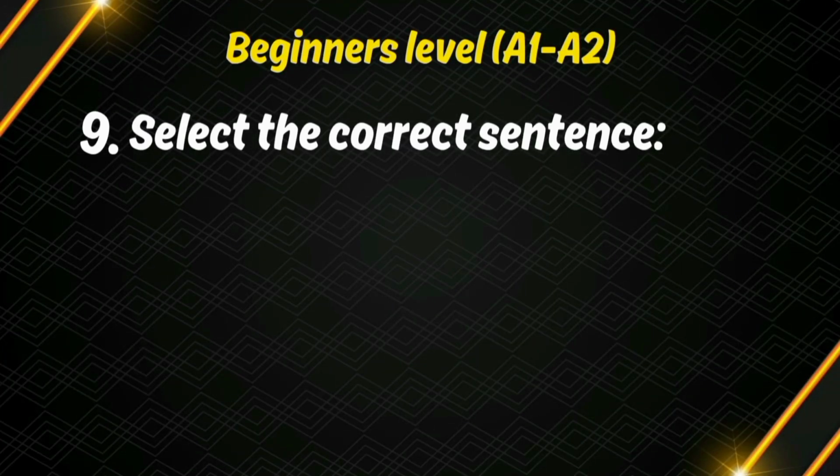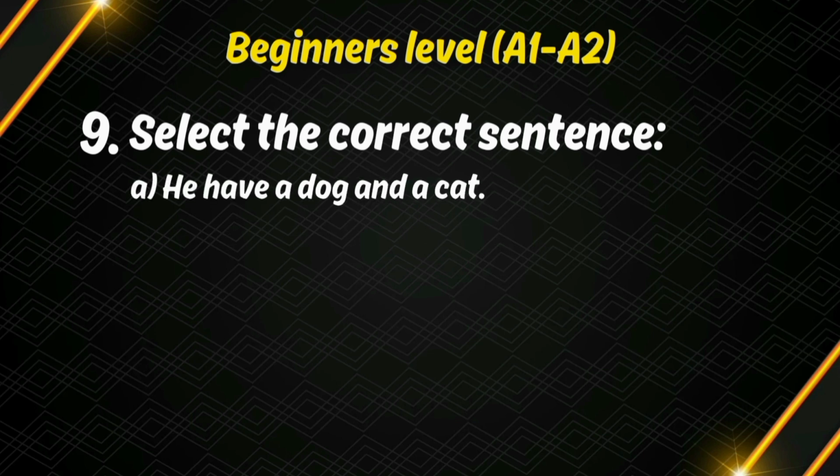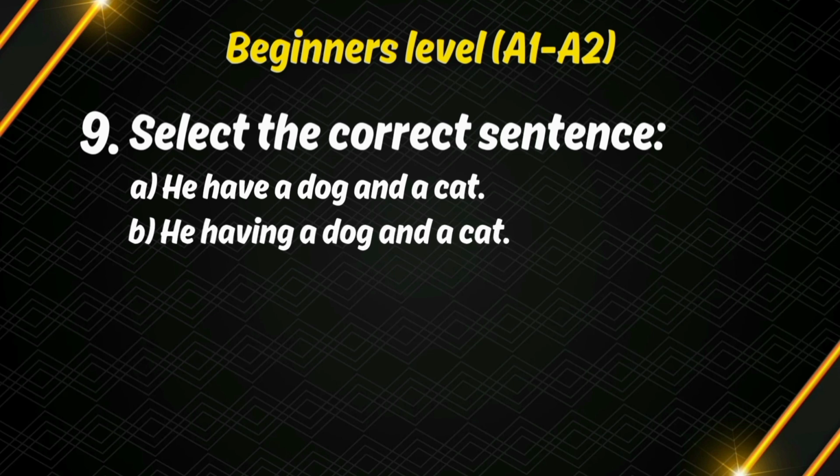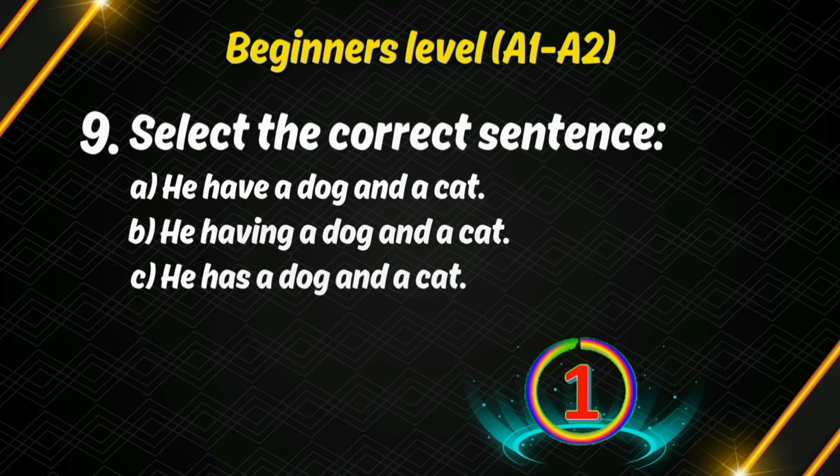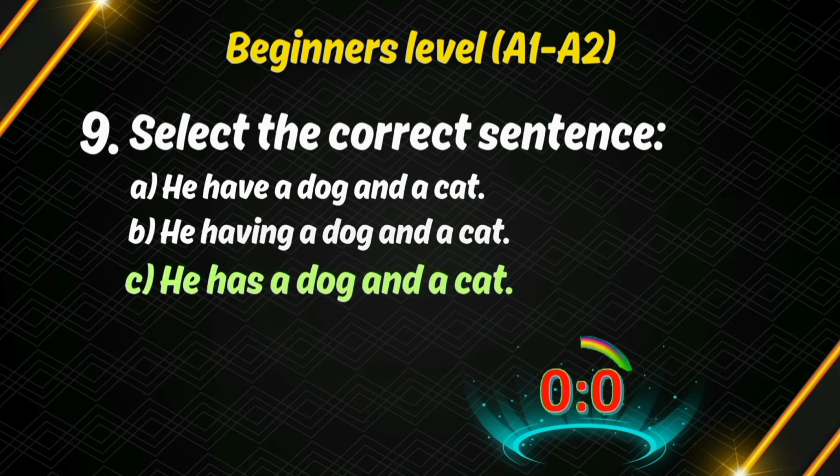9. Select the correct sentence. A. He have a dog and a cat. B. He having a dog and a cat. C. He has a dog and a cat. The right sentence is, he has a dog and a cat.